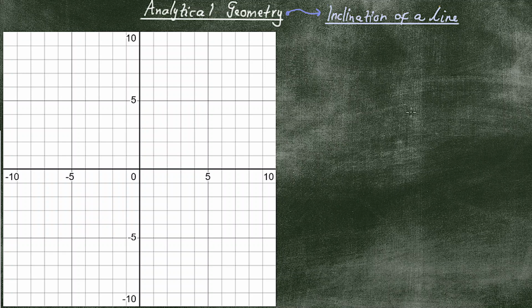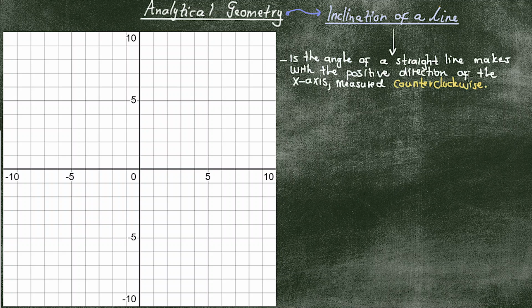Okay, so what is the inclination of a line? Or what is the angle of inclination? All right. So the angle of inclination, it's the angle of a straight line that the line makes with the positive direction of the x-axis measured counterclockwise.